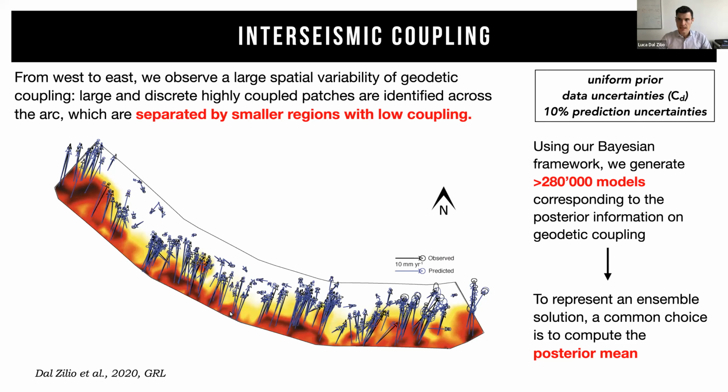These results are obtained using 10% data uncertainties, and we ran 280,000 models. And what you see here is the mean model of these 280,000 models. So it represents what we call the posterior mean of coupling.